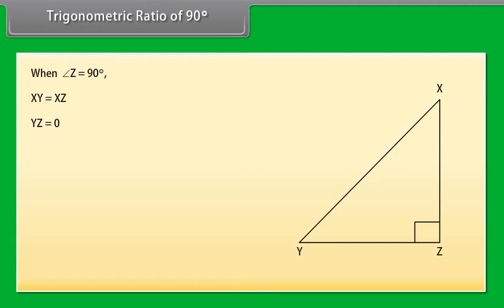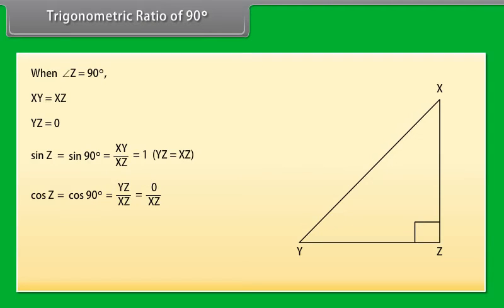Cos Z is equal to cos 0 degree, which equals YZ upon XZ, which equals 1, as YZ is equal to XZ. Tan Z is equal to tan 0 degree, which equals XY upon YZ, equals 0 upon YZ, which is equal to 0. Trigonometric ratio of 90 degree.